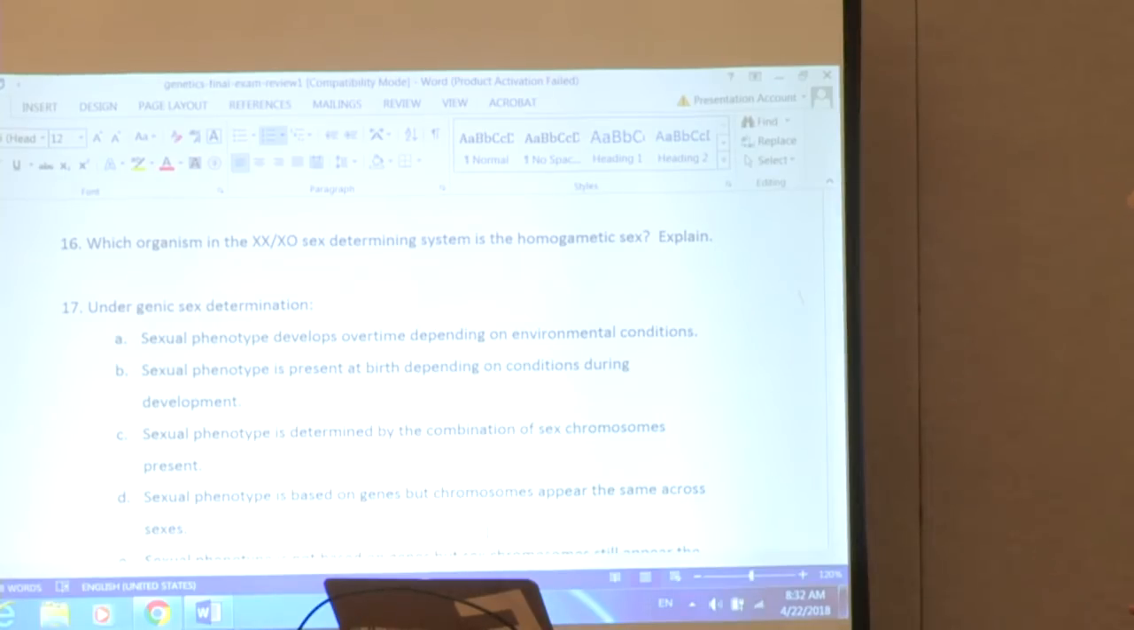So yeah, the XX individual, in this case the male, is the homogametic sex, meaning that he only produces one type of gamete, right? So this individual is only going to produce gametes with an X in it. The XO individual would be the heterogametic sex because half of her gametes would have an X and half would have nothing, the O.